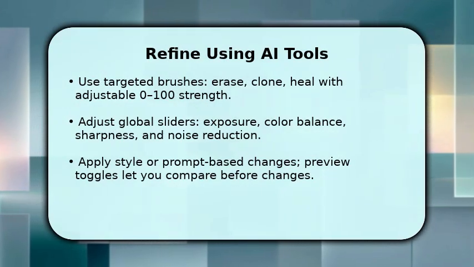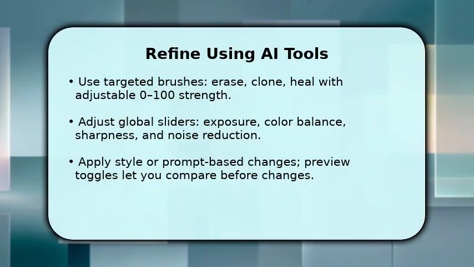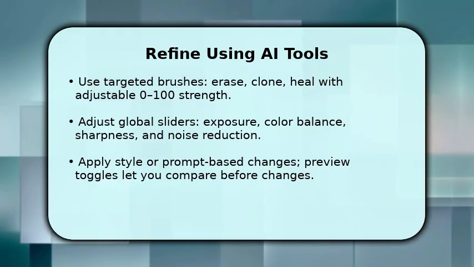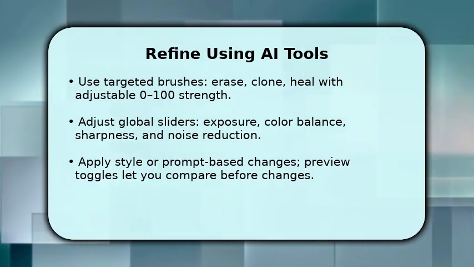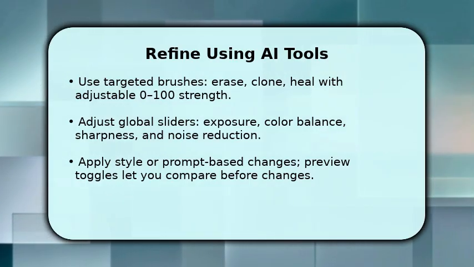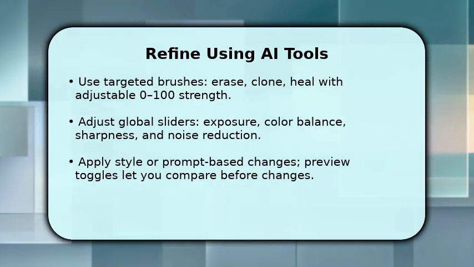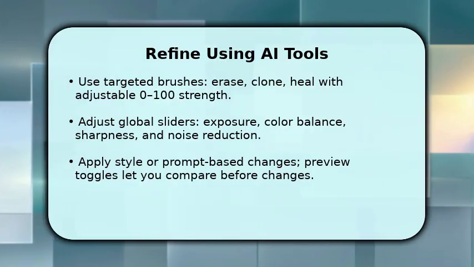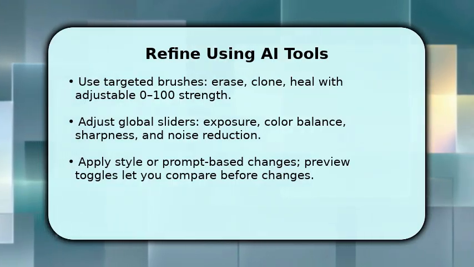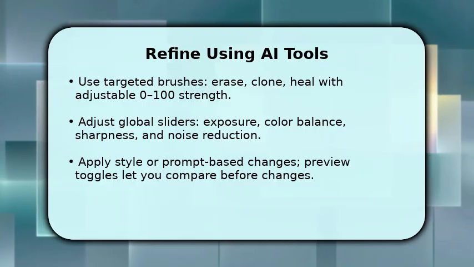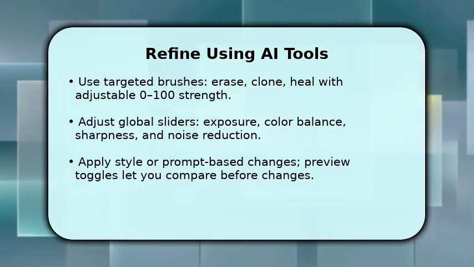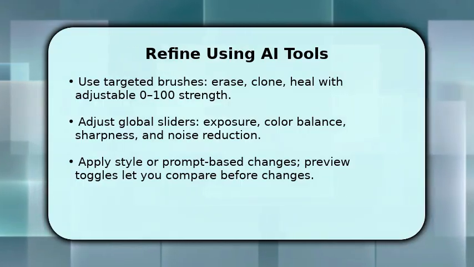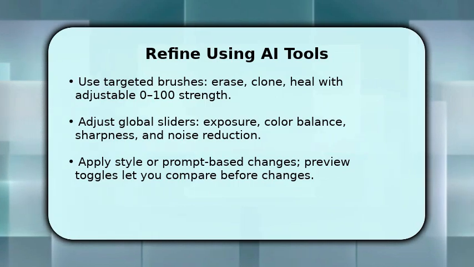Next, you refine the image with Gemini's targeted and global controls. Use the erase or heal brush on distractions, dialing strength between 0 and 100 so edits look natural. Small strokes work best. Then adjust exposure, color balance, and sharpness to match your intent, and use noise reduction sparingly to preserve texture. If you want a creative shift, enter a short prompt or choose a style preset. Preview toggles let you compare before committing, so you understand the how and why of each adjustment.